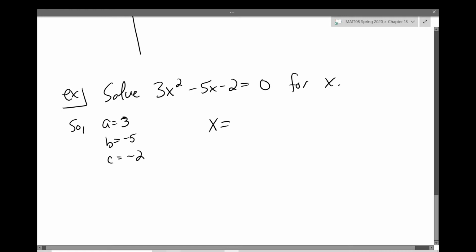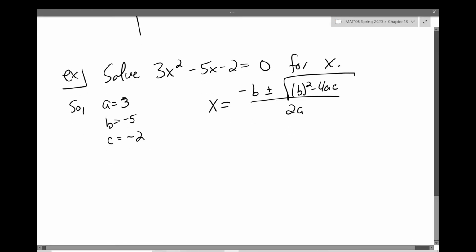We know the quadratic formula is x equals negative b plus or minus the square root of b squared minus 4ac, all over 2a. And the most important part is to do proper substitutions. So let's find our discriminant. We get b squared minus 4ac. So that's going to be negative 5, notice how I put it in parentheses, minus 4 times 3 times negative 2.